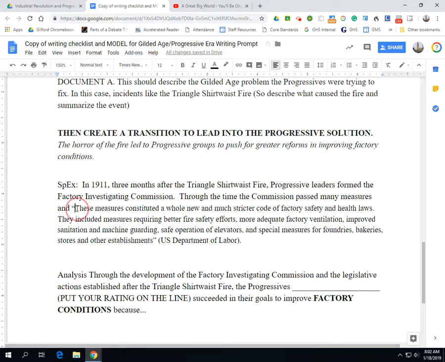I've chosen a quote from the article that I believe will support the idea that the progressives were either completely, partially, or not at all successfully improving the condition of factories during this time period. So I put, through this time, the commission passed many measures, and then I went on to put the quote. You're going to notice a couple things. One, I end the quote, but I do not put a period. My citation is the source citation from the document, U.S. Department of Labor, and my period goes at the end of the citation.